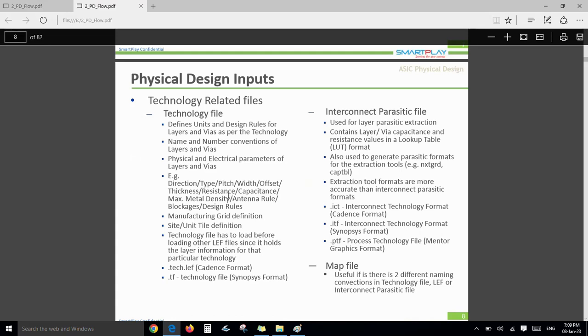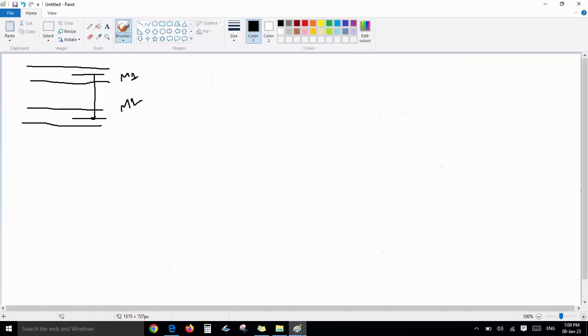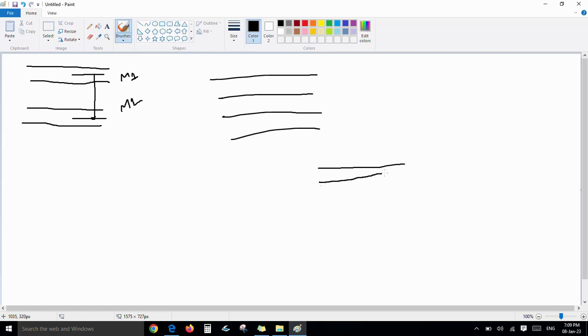And resistance, capacitance, metal max density, antenna rules, and blockages. Design rules are nothing but the fabrication rules. So how much will be the metal 1 to metal 1 spacing, and which one will be, if you consider, right? So M2, let us consider M1 will be horizontal, M2 will be vertical. So these things we need to consider. And M3 will be horizontal.